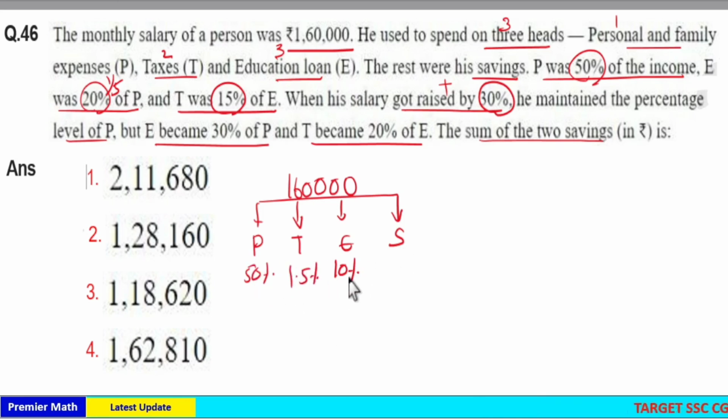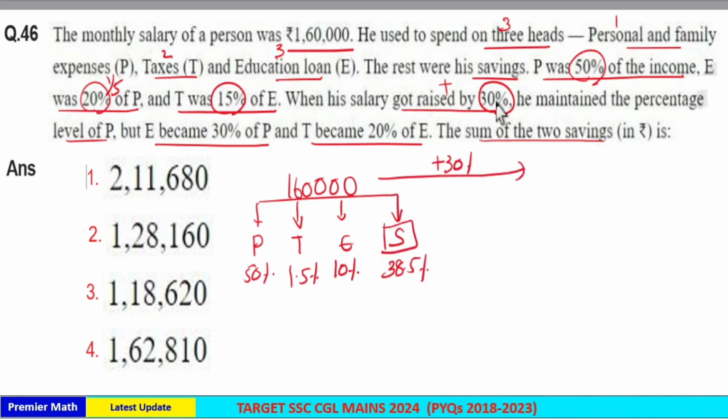50 plus 10, 60. 100 minus 60 is 40. 40 minus 1.5 is 38.5% is the savings from this 1,60,000. Now the salary got increased by 30%. 10% of 1,60,000 is 16,000.